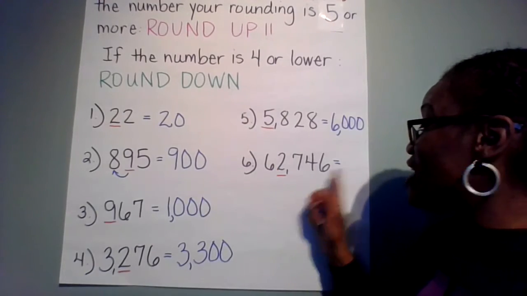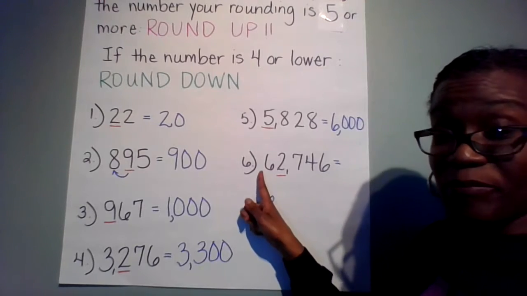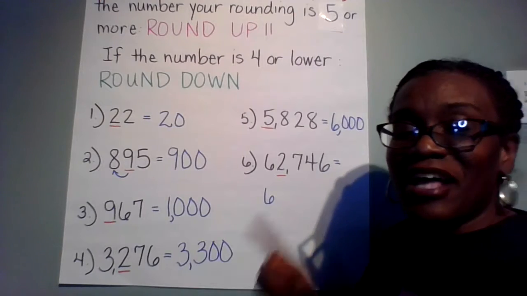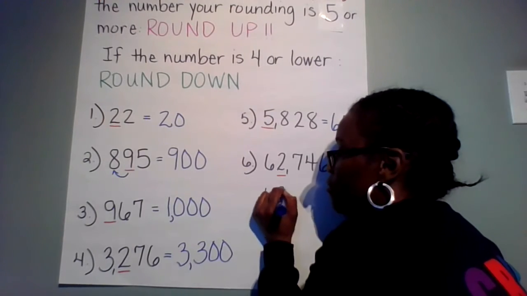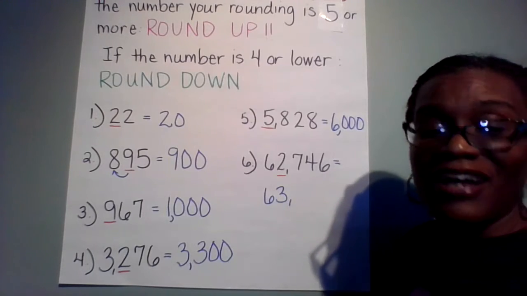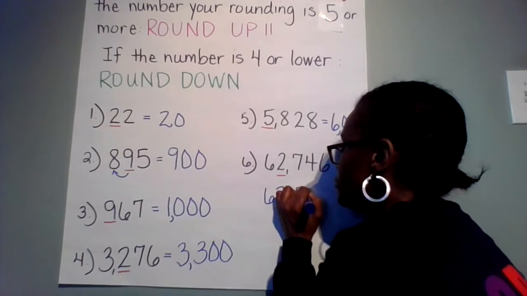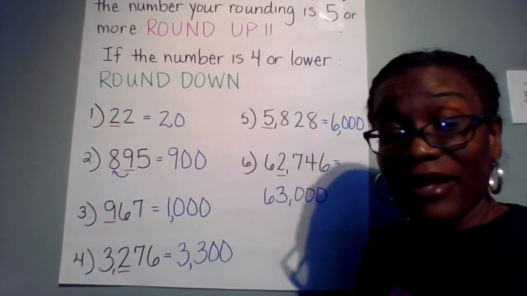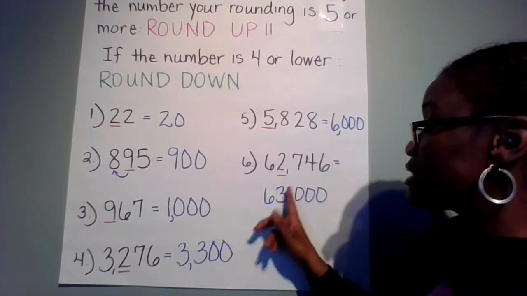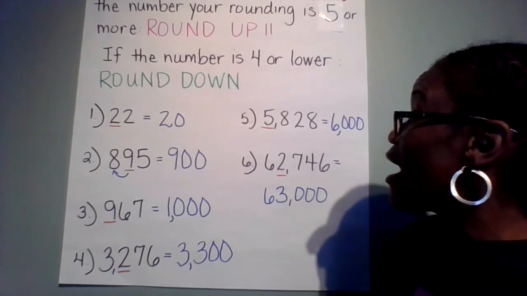That's right, scholars. So now we're going to keep the 6 the same, but we're going to change this 2. What number comes after 2? That's right, 3. And what do we do with the numbers that come after the 3? That's right, we change them to zeros. So, scholars, 62,746 when we're rounding to the nearest thousand becomes 63,000.